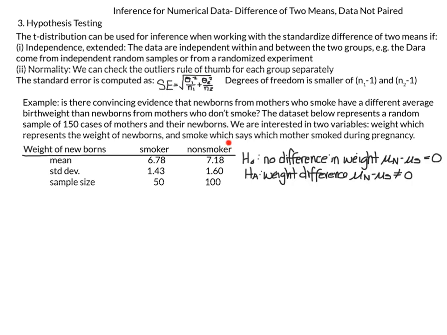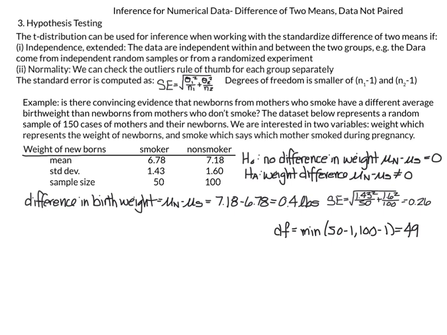And we're going to do hypothesis testing. So our H0 is there's no difference in weight. So our mean for the non-smoking minus the mean for the smokers is equal to 0. And our alternative hypothesis is there is a weight difference. In other words, the difference between the two is not equal to 0.